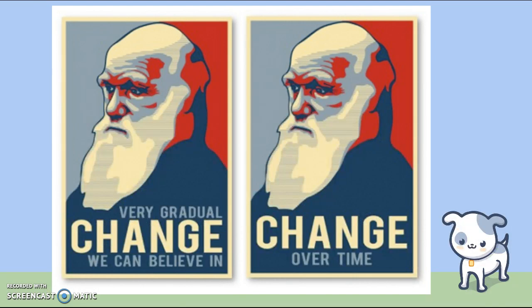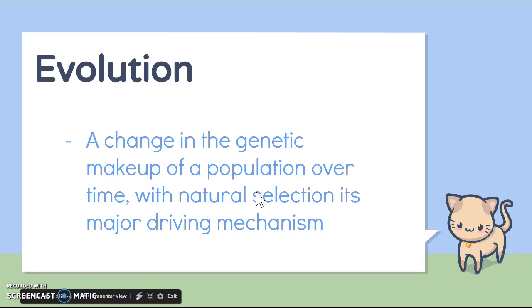You may have seen this poster in my classroom in the biology room, but you might have learned evolution as change over time in your previous biology classes. And we're going to get a little bit more specific with that. Of course, this is Charles Darwin, who you probably know well. But our AP definition for evolution is going to be a change in the genetic makeup of a population over time with natural selection as its major driving mechanism. So we're going to talk about how natural selection drives evolution, but just know that evolution is a change in the genetic makeup of a population over time.